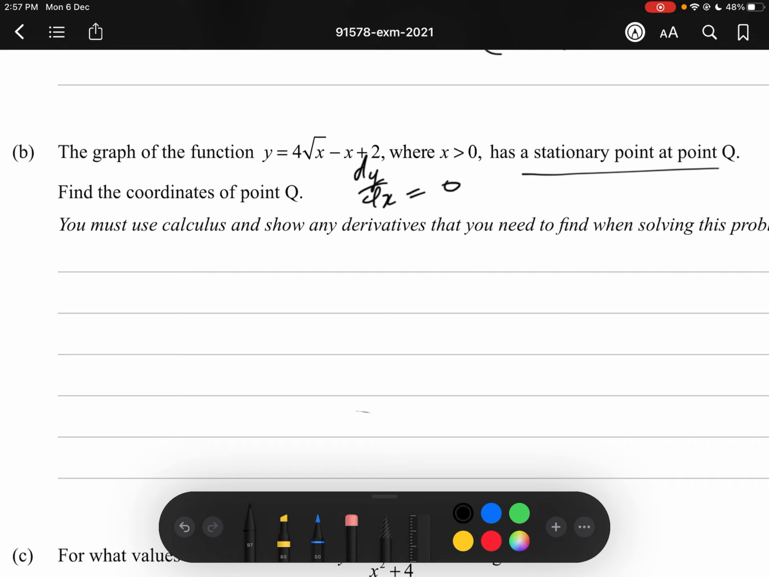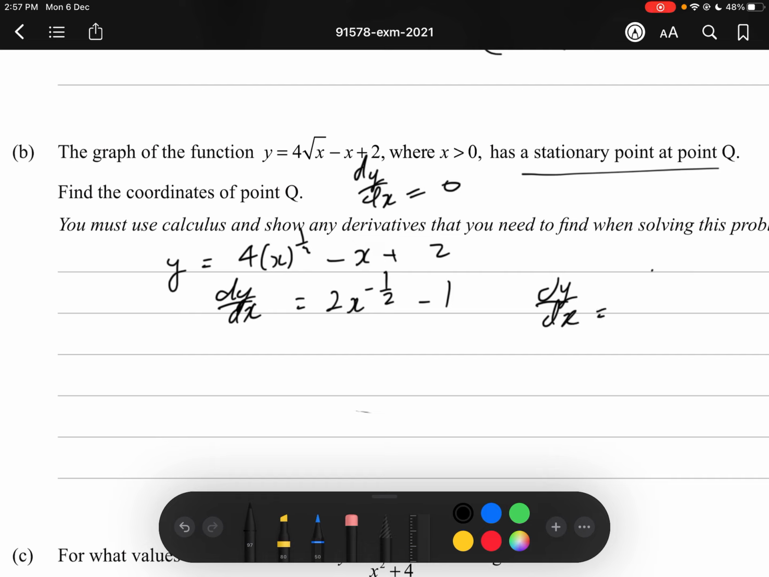So we can say that y equals 4 times x to the power 1/2 minus x plus 2. Therefore dy over dx equals 2 times x to the power negative 1/2 minus 1, which is 2 over root x minus 1. We know that dy over dx is 0, so 1 equals 2 over root x. Root x is therefore equal to 2. Therefore, x equals 2 squared, which is 4.